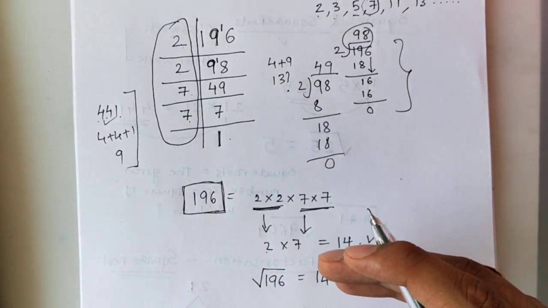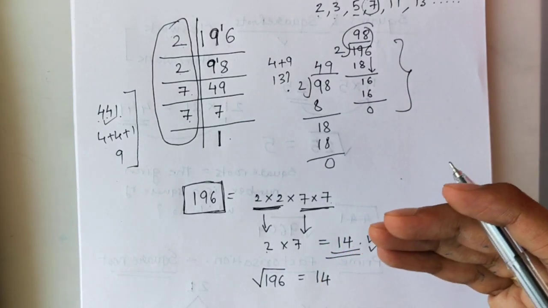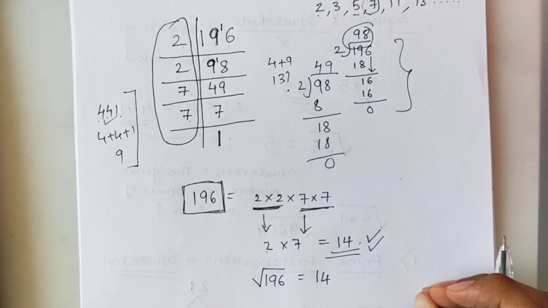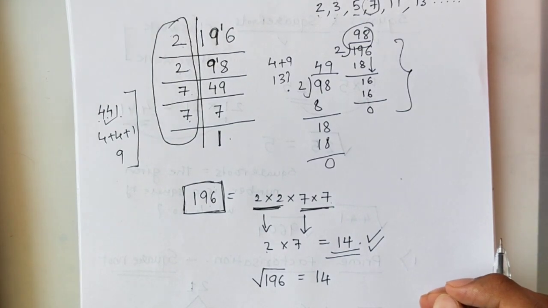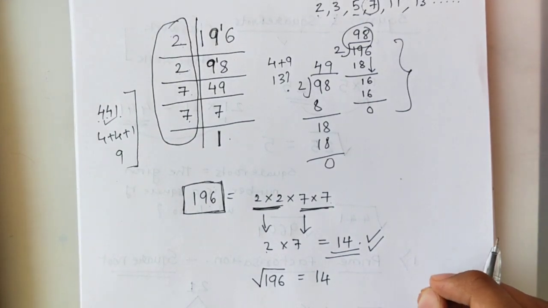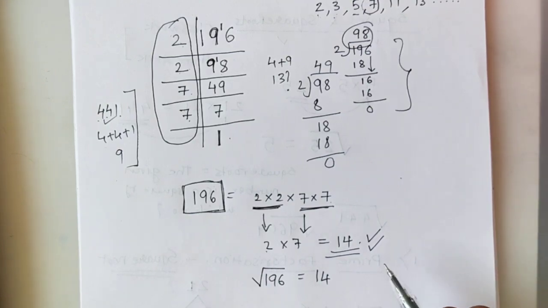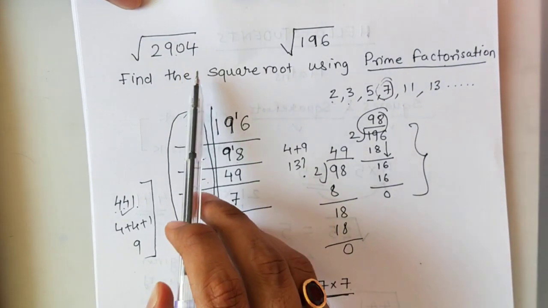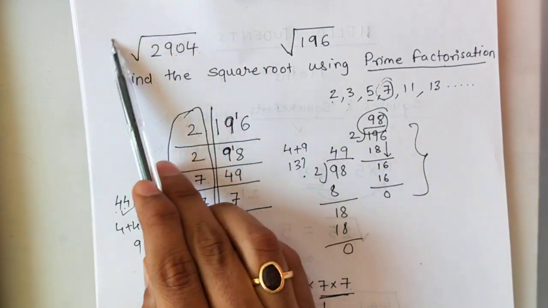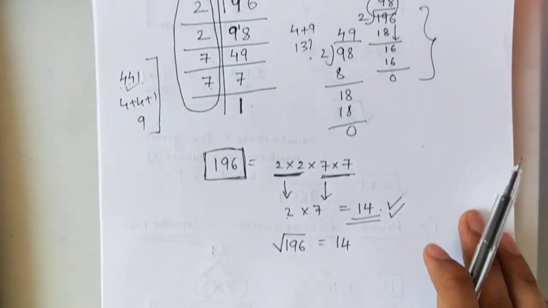Because as you solve more and more sums, your concepts will get cleared. We'll try to go as slow as possible and I'll explain each and every step. So the next sum, the second sum which I took, was 2904. Let's solve this sum.